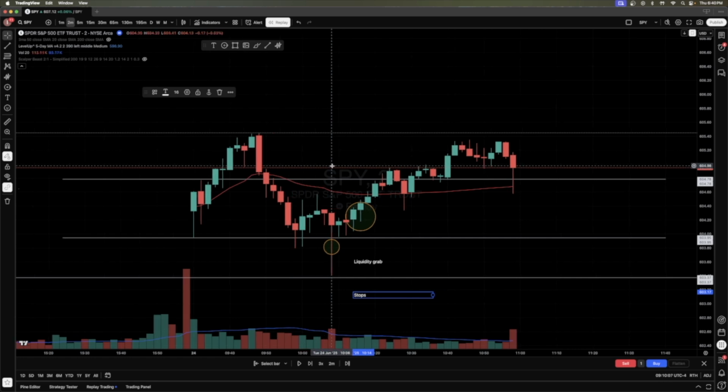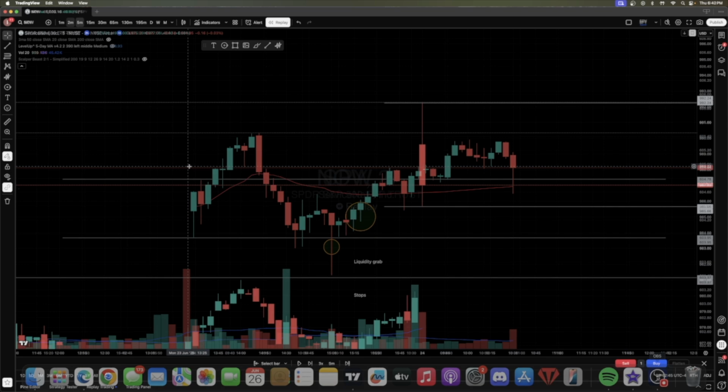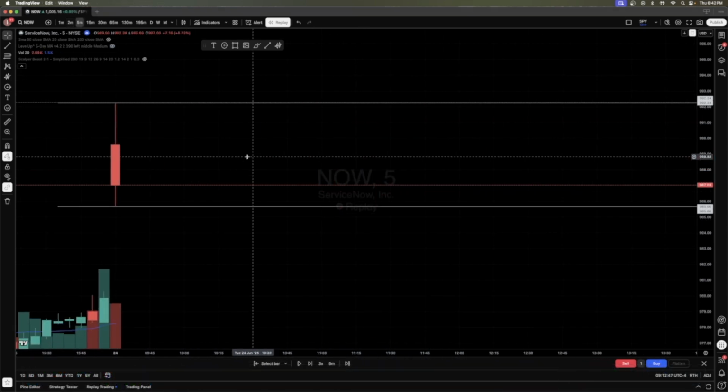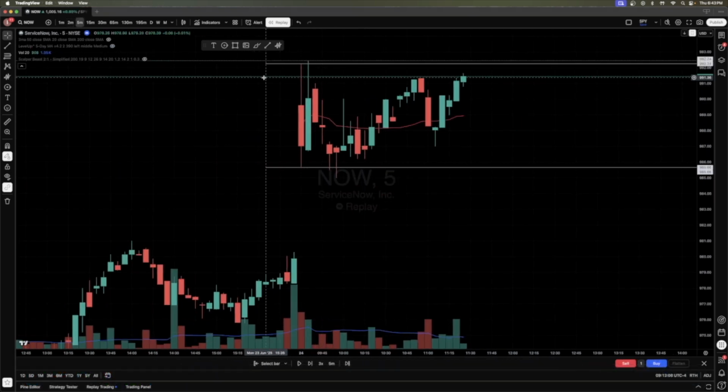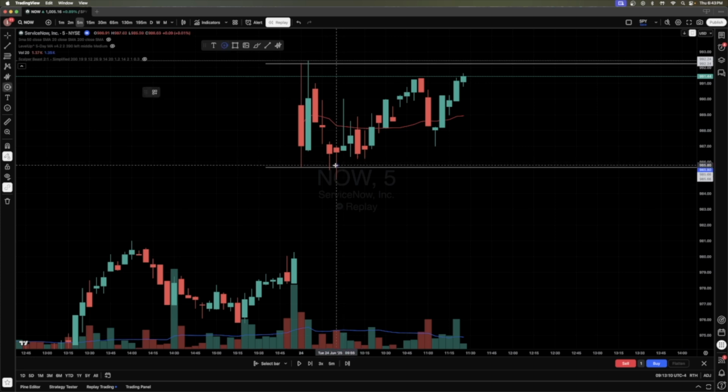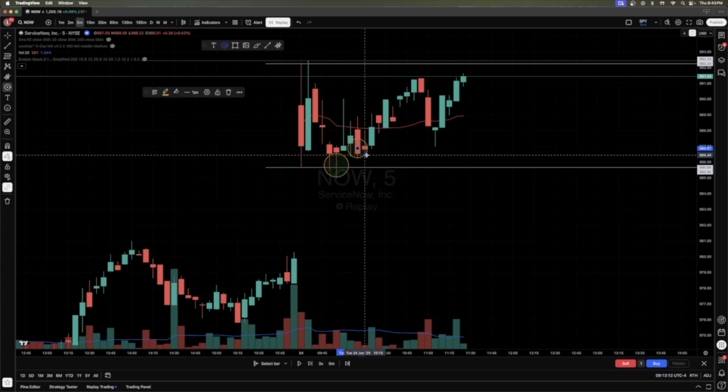Now let's go over another example. Look at the ticker symbol NOW, ServiceNow. Go to the 5-minute time frame, draw the ORB highs, draw the ORB lows, same exact template.